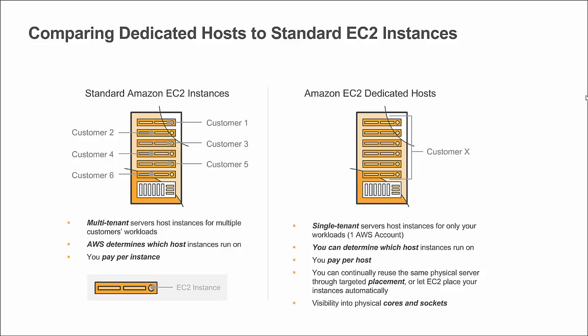So dedicated host versus multi-tenant EC2 instance. What does this look like? You can see on the left, we've got a representation of our multi-tenant architecture with AWS. In the multi-tenant model, we have customers running their instances on the same host, segmented and isolated, but AWS determines which host that instance will actually run on, and you pay per instance. So you can see at the bottom, we've got a little visual representation of what each instance looks like. Again, think of this as a box, and the instances are fit into the box.